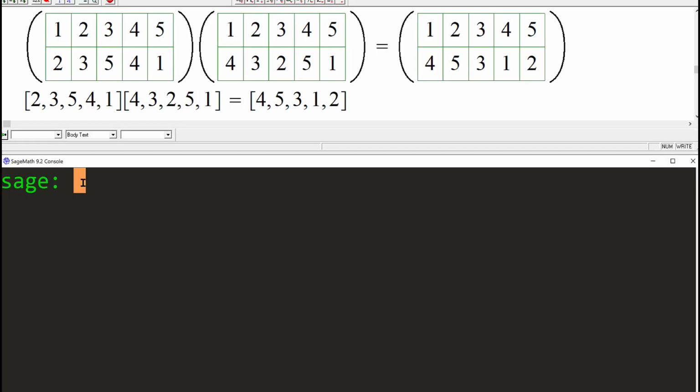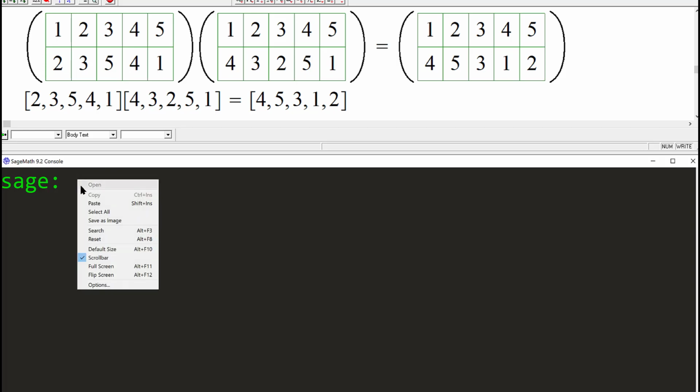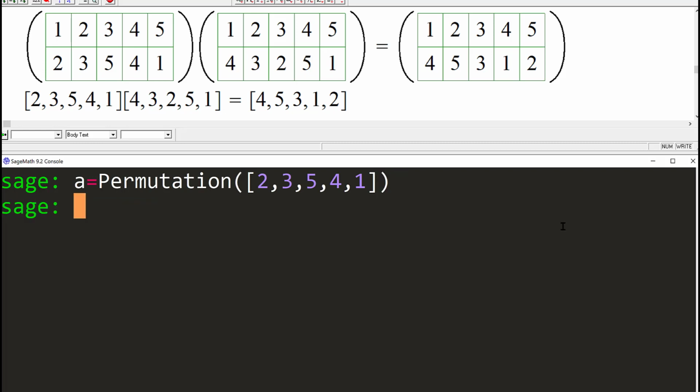So here we are going to compare our answer with Sage. This is the permutation alpha, let's call it A. And the way Sage will write it is with 1, 2, 3, 4, 5 assumed to be in order, then 2, 3, 5, 4, 1 are their images in order. So we entered this. Okay, and then for B, which permutation is B? Right here, this one. So there we shall write 4, 3, 2, 5, 1. So now we got our B in here.